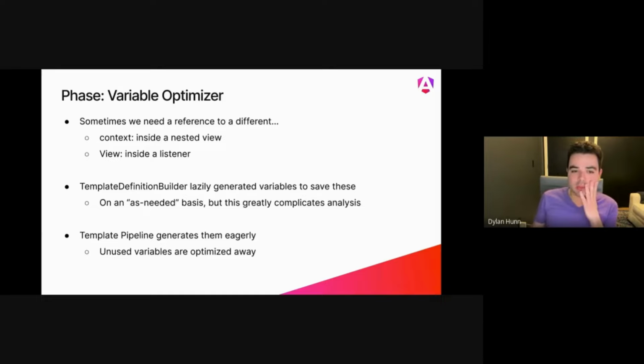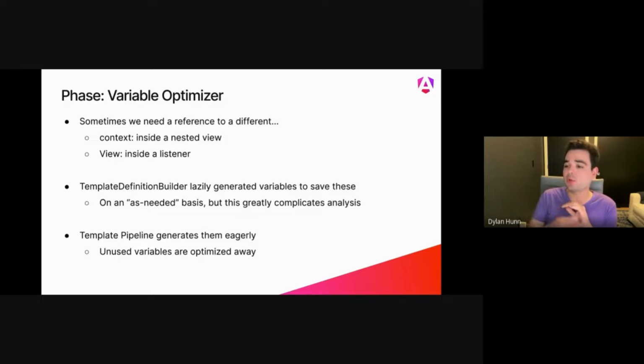Why do we do this? Sometimes we need a reference to a different context or view. Say you're inside of your template and you're reading a property of the enclosing class. We need to get the context variable corresponding to that class. And template definition builder used to lazily emit these.